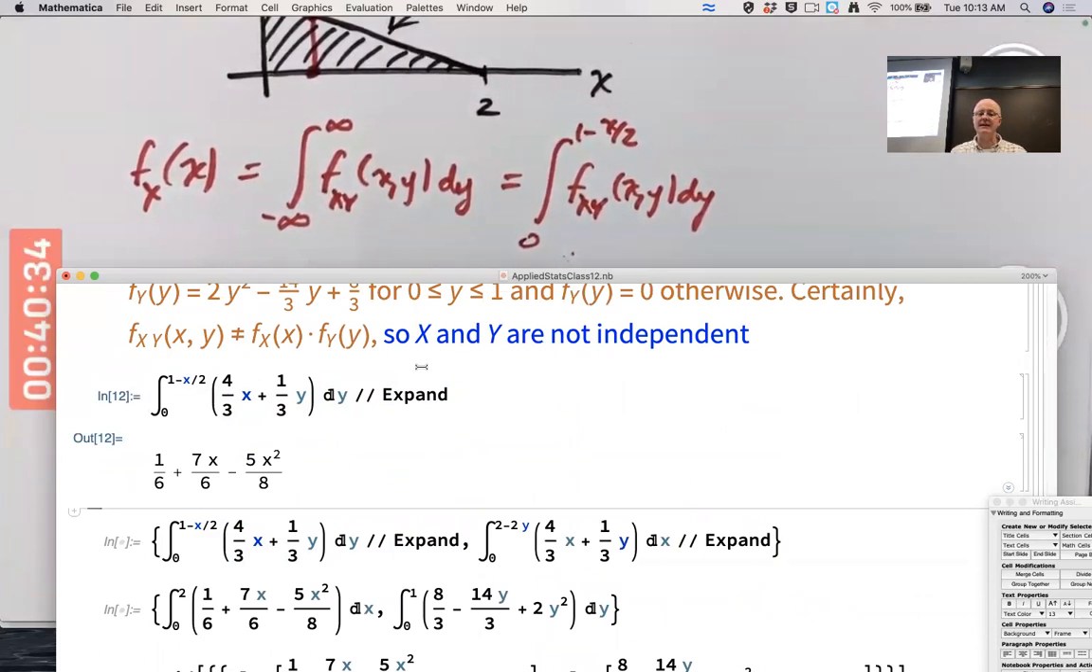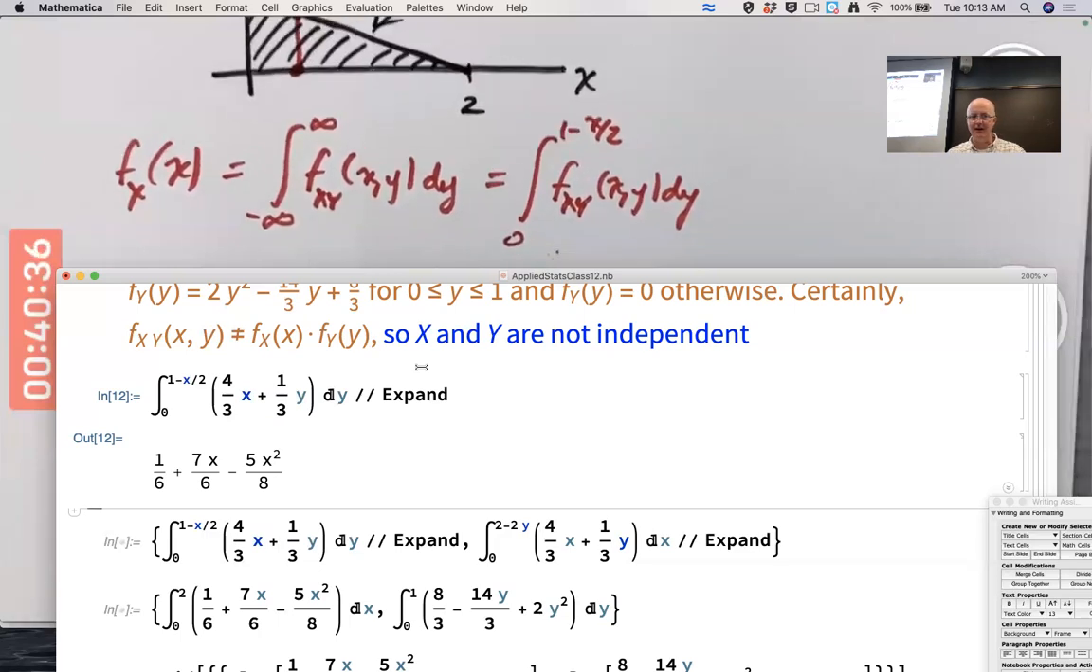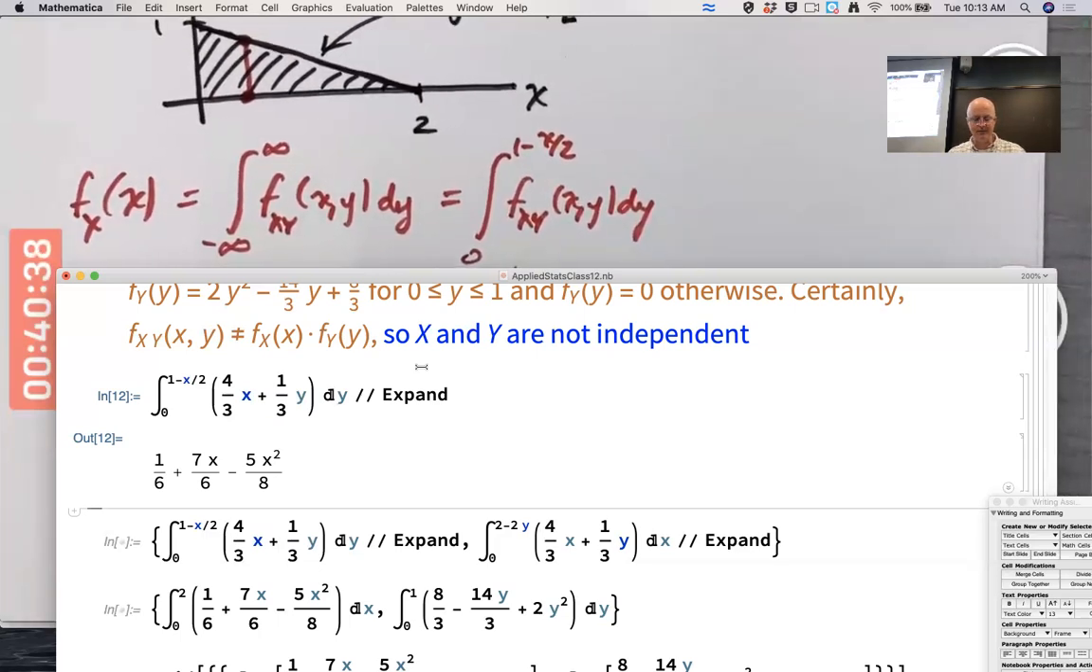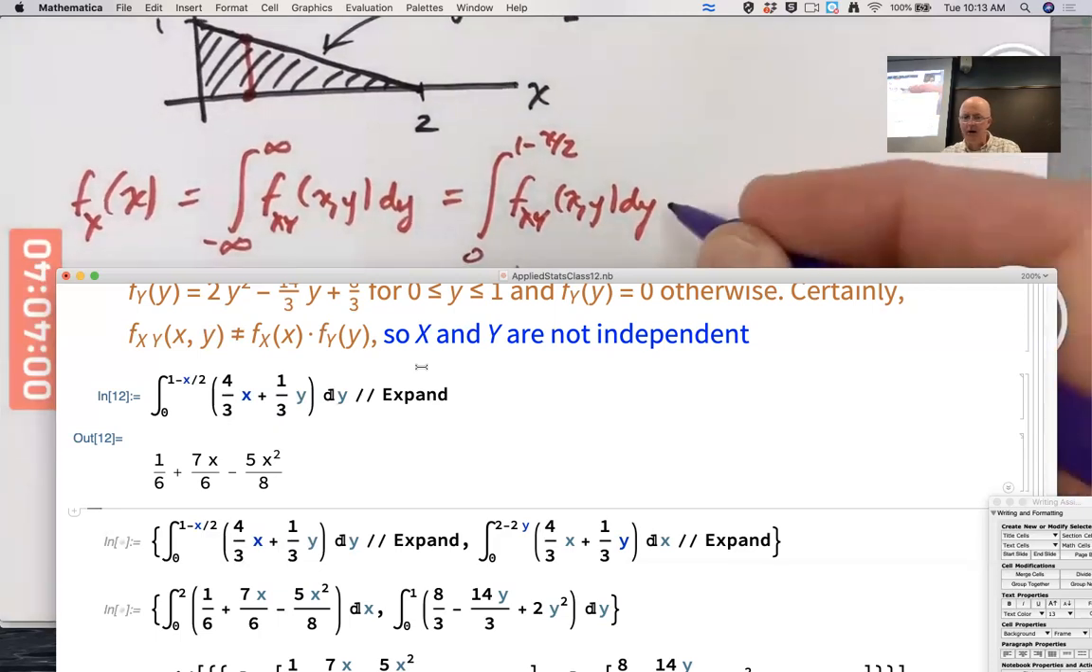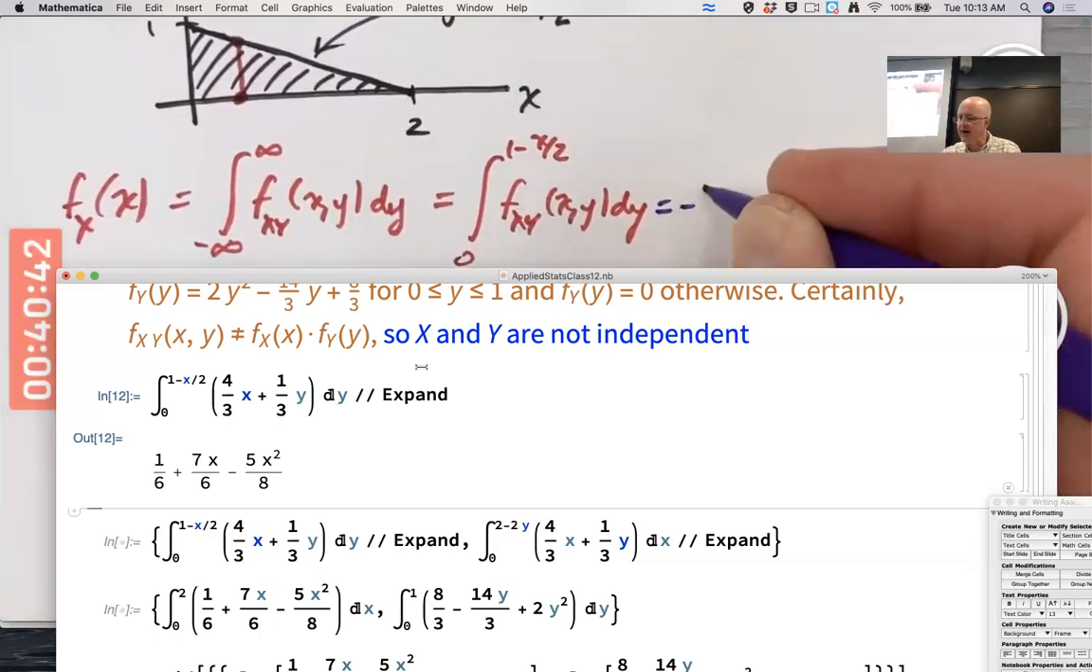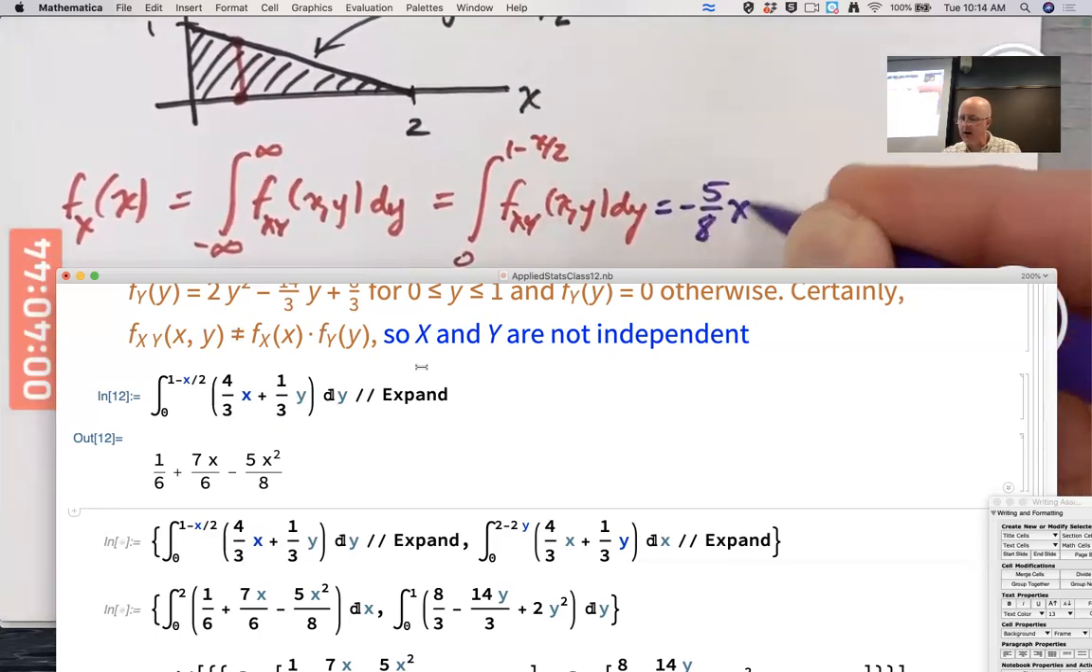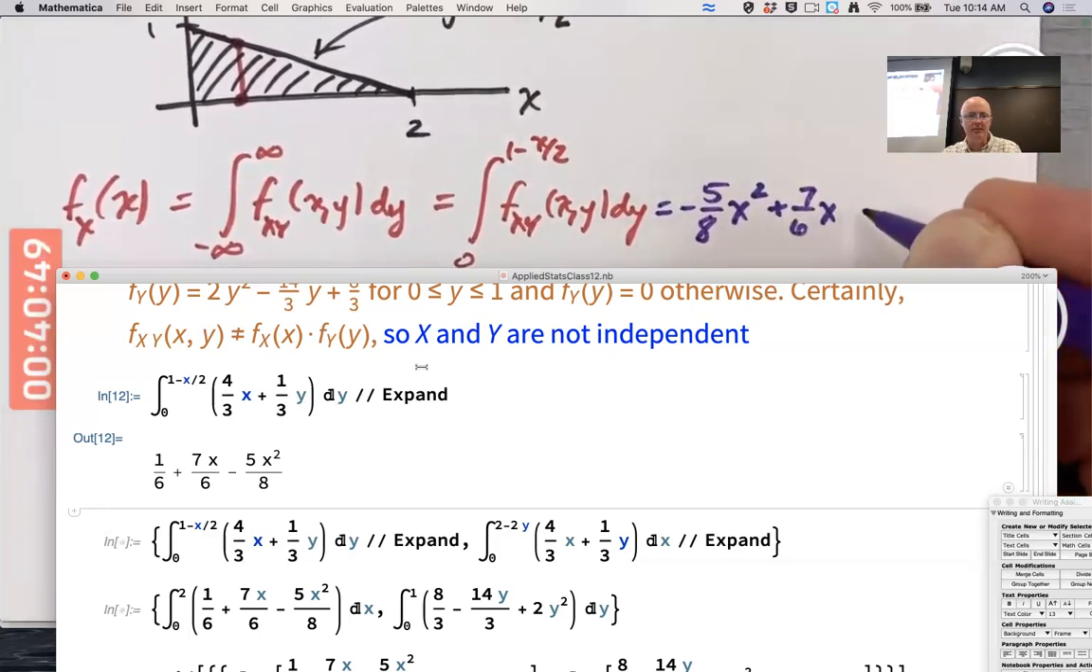That's the marginal density of X. Let me go ahead and write down the paper. I'll write it with the X squared term first. Negative 5/8 X squared plus 7/6 X plus 1/6.